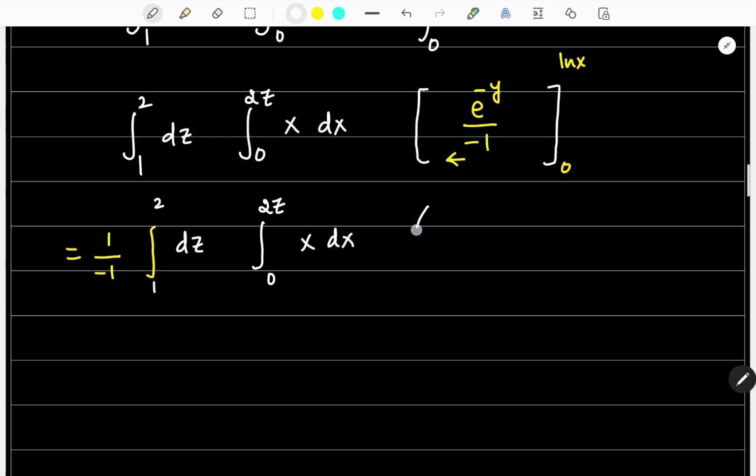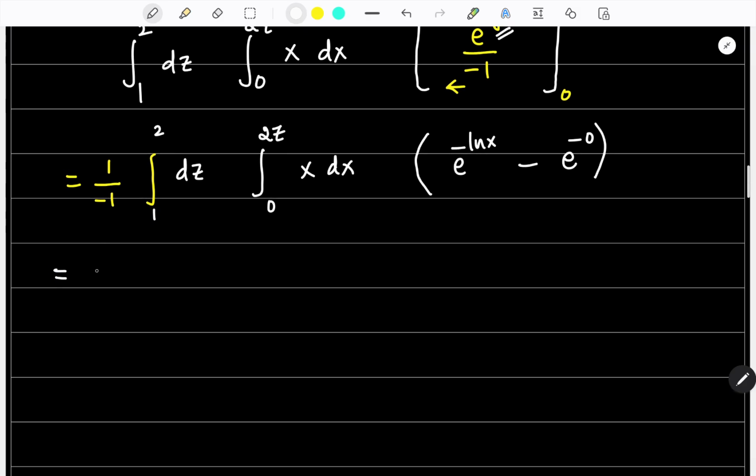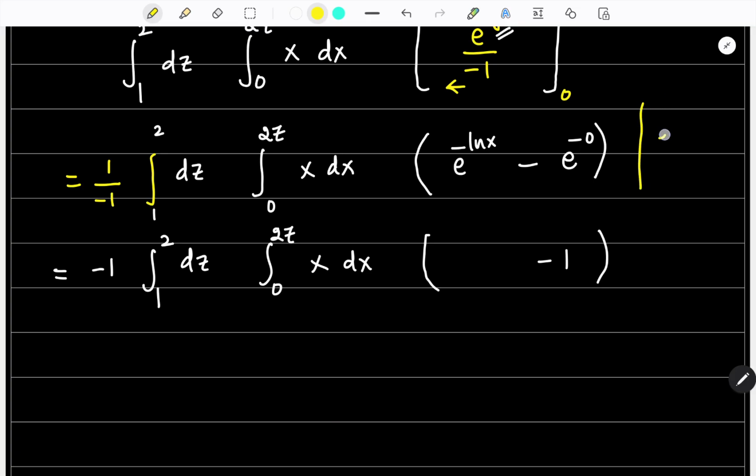Now upper limit substitution: e power minus ln x, we are going to substitute for y, minus lower limit substitution e power minus 0. So this equals 1 by minus 1, which is minus 1, integral 1 to 2 dz, and integral 0 to 2 is at x dx. Look carefully here. E power minus 0 or e power 0 is plus 1. What about e power minus ln x? This can be written as e power plus ln, with this minus taken to the power using the power rule, which is x power minus 1. So my answer is e power ln a, which is equal to a.